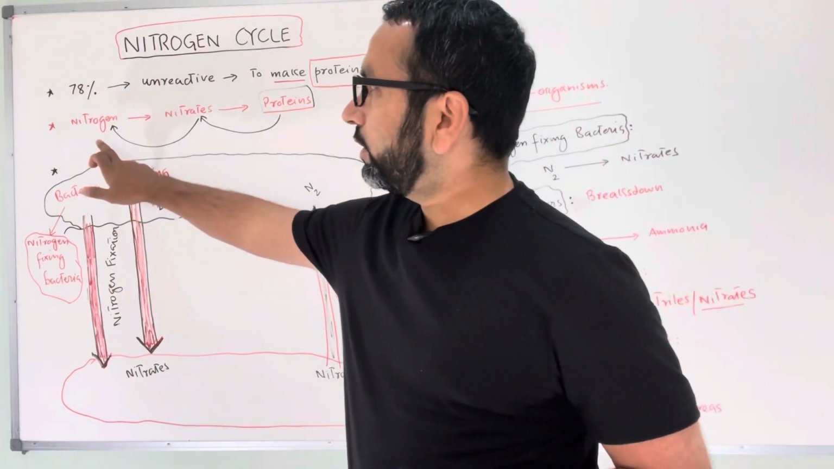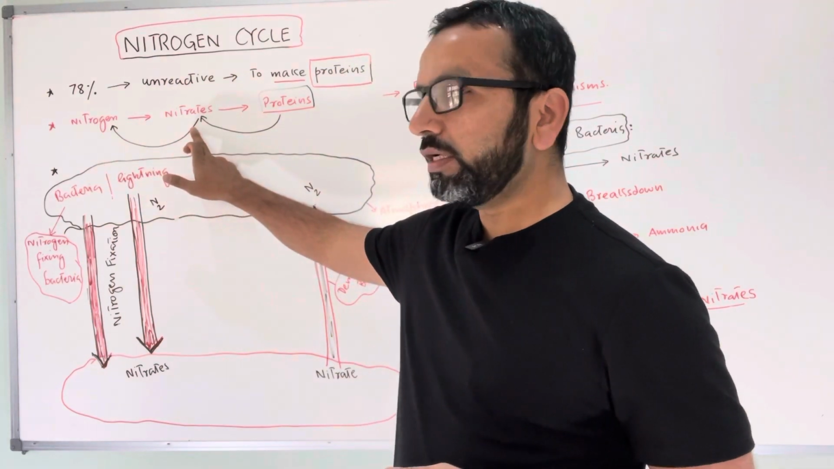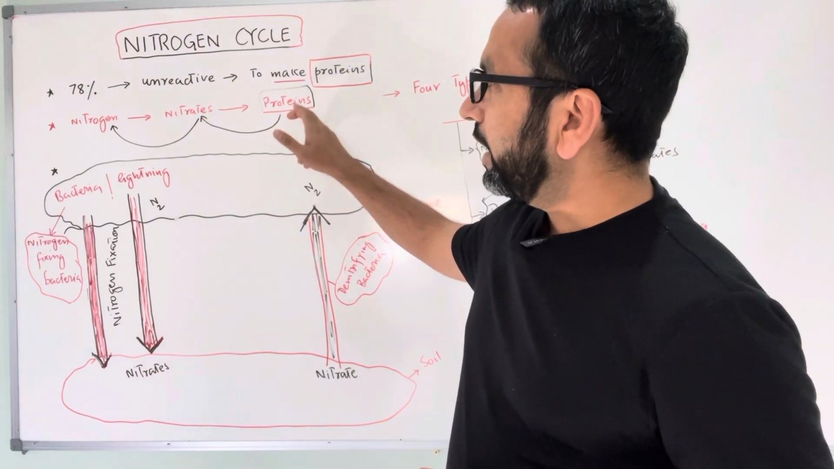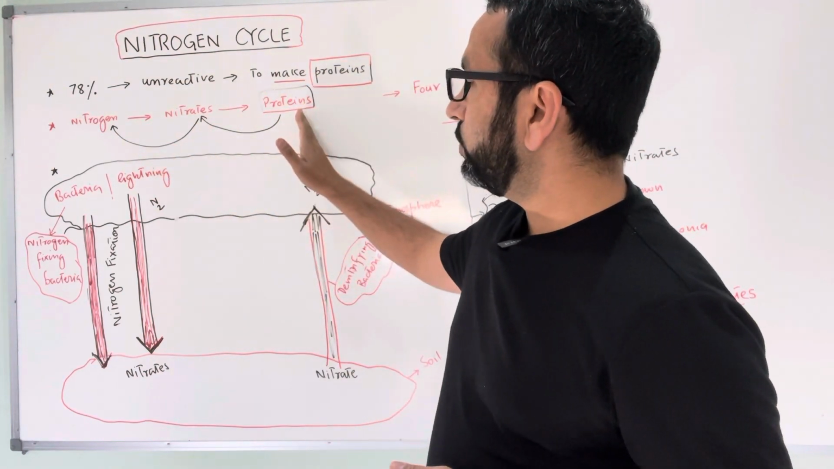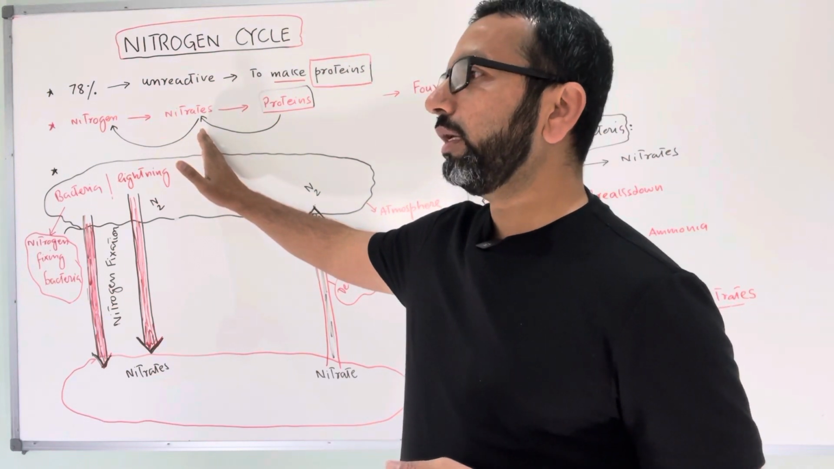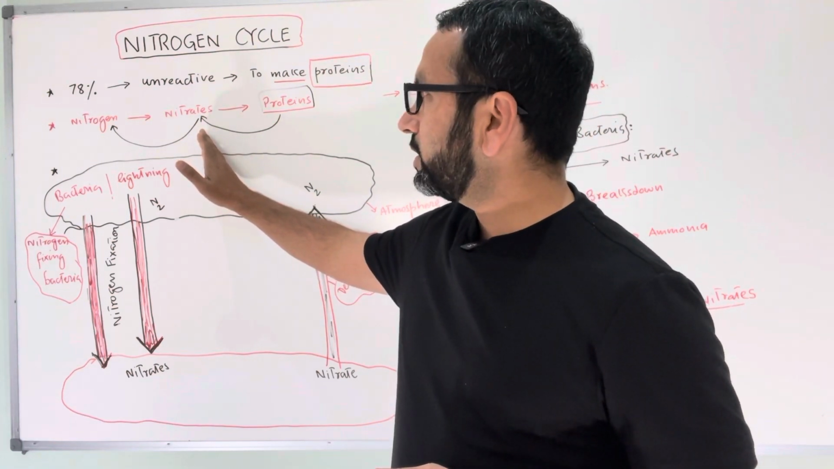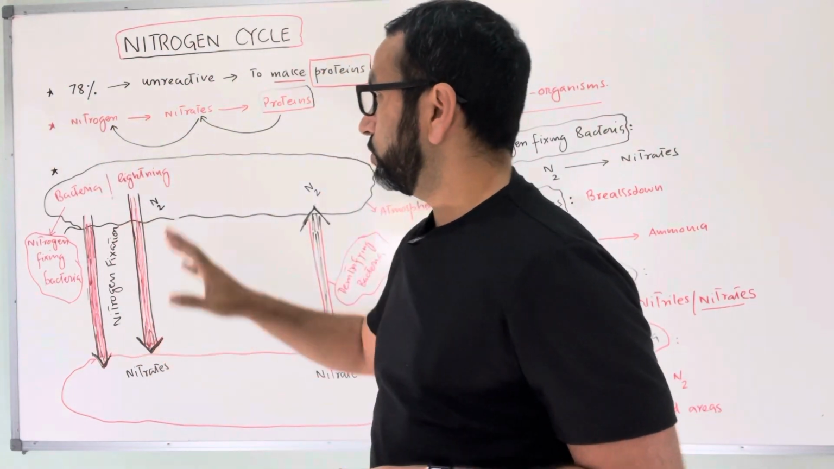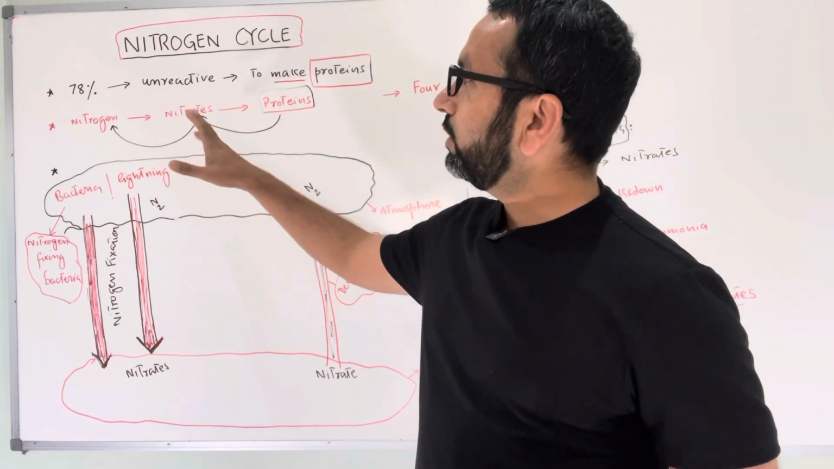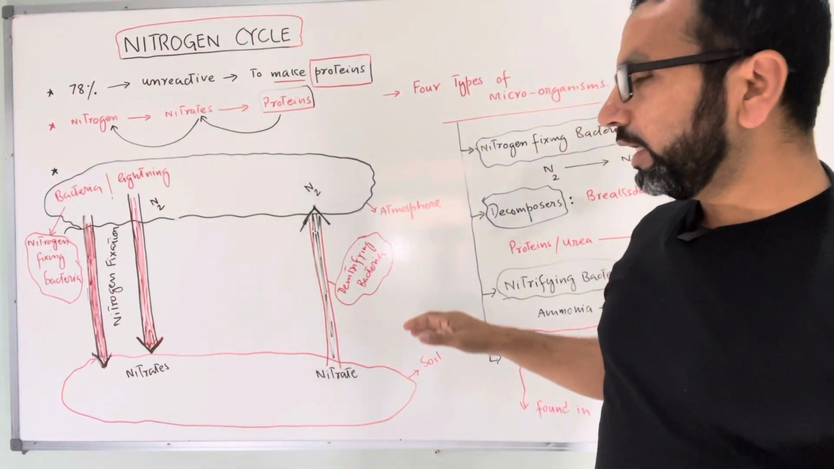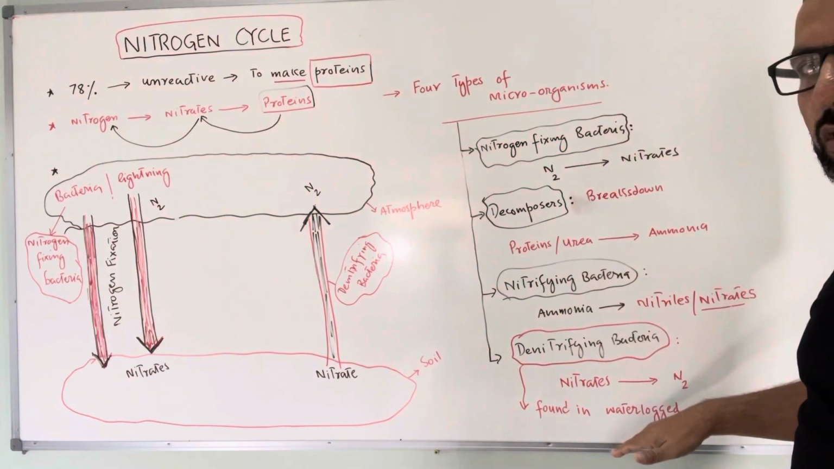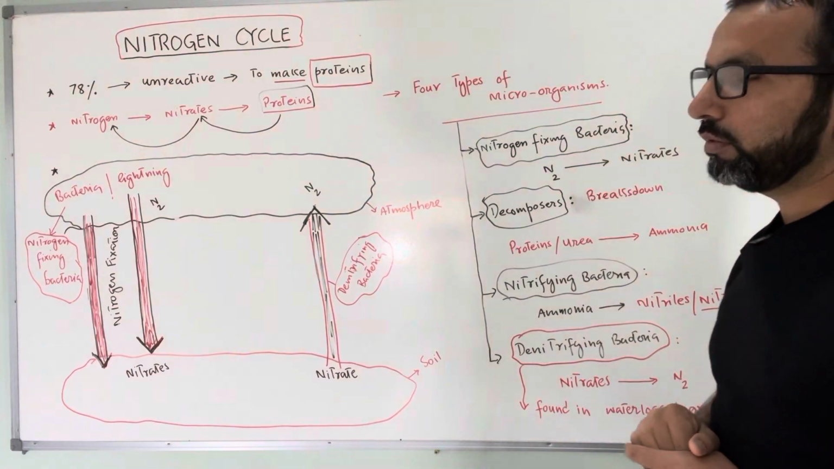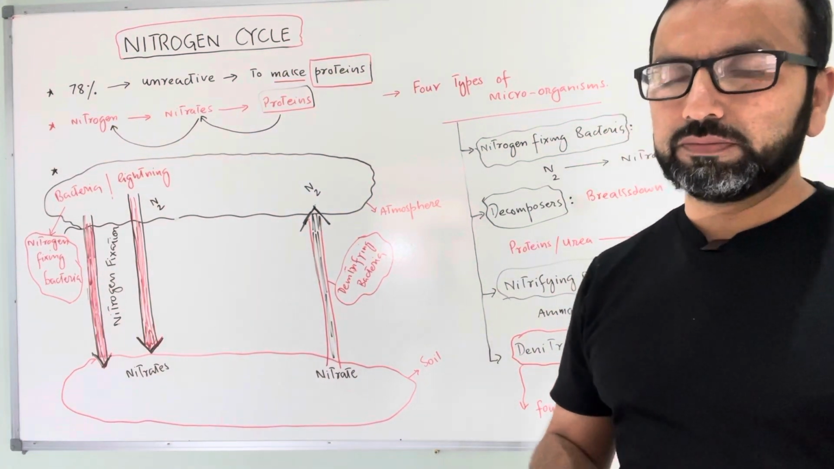So the steps are how nitrogen is converted into nitrates, and then how nitrates are used to make proteins, and then the reverse in the cycle, how proteins are broken down into ammonia and then into nitrates, and then how nitrates are converted back into nitrogen. So collectively this is called the nitrogen cycle, and these four groups of bacteria are involved in carrying out or controlling the process of the nitrogen cycle.